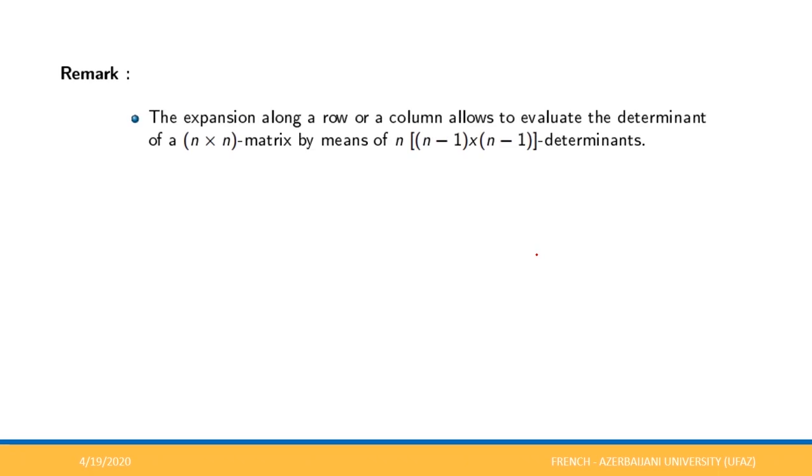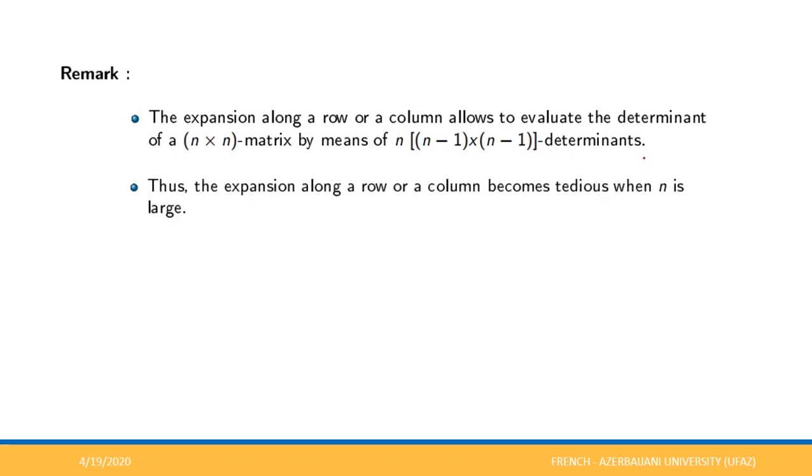Remark. The expansion along a row or a column allows us to evaluate the determinant of an n times n matrix by means of n determinants of size n minus 1 times n minus 1. Thus, the expansion along a row or a column becomes tedious when n is large.